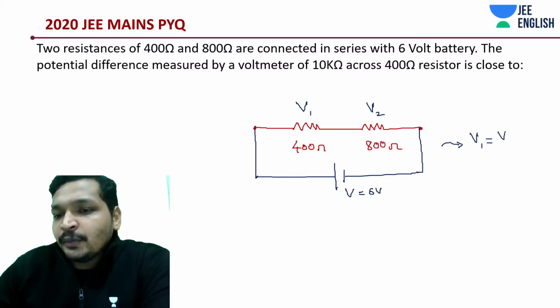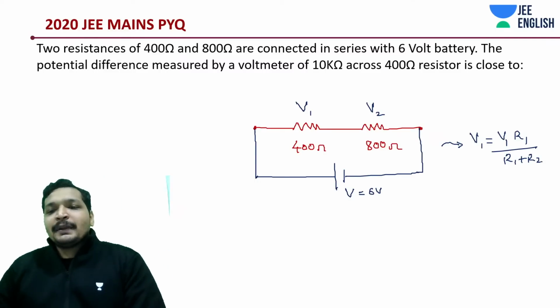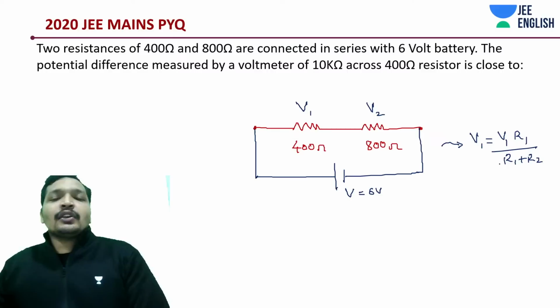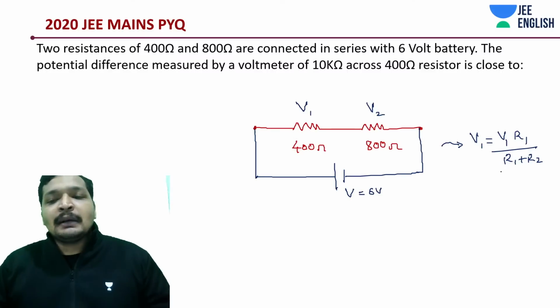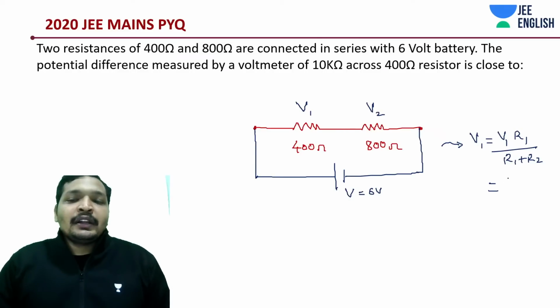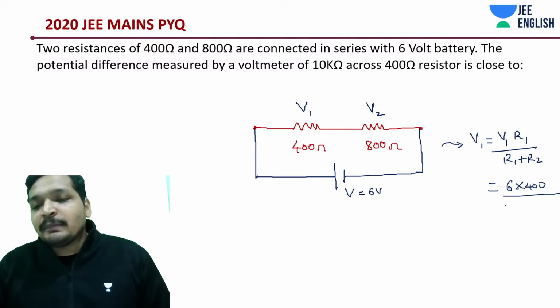It's going to be V into R1 divided by R1 plus R2. Basically, current into resistance, that is what is happening. That is one of the ways you can think, or you can think about the ratio. I typically think about the ratio because it's very easy to calculate quickly in your exam. So in this case, it's going to be 6 into 400 divided by 800 plus 400.